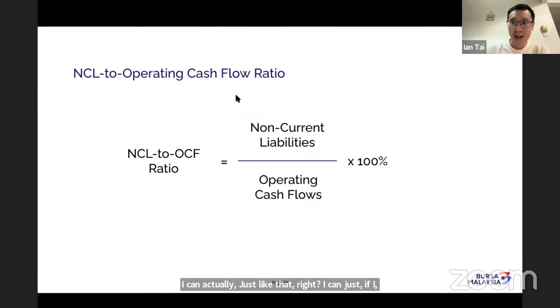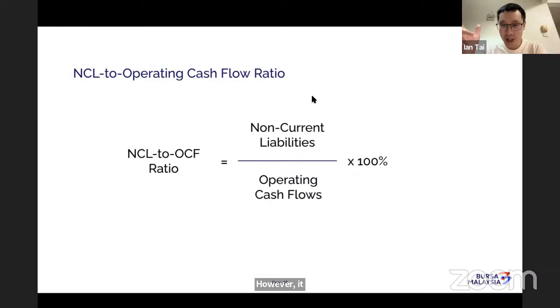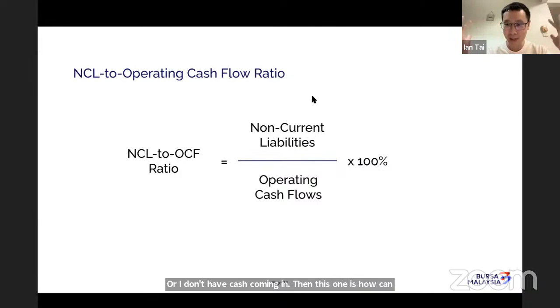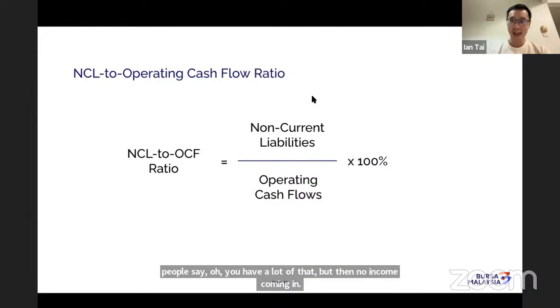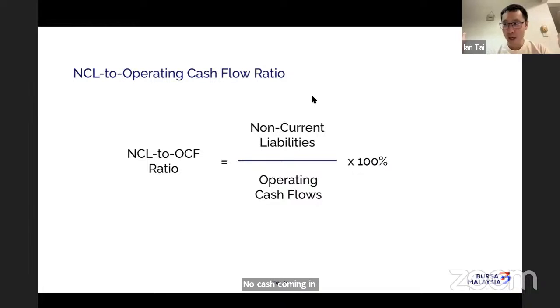Now, however, it is very different if I have $1 million in debt and I don't have income, or I don't have cash coming in. Then this one is what Hokkien people say, jialat lah. You have a lot of debt, but no income coming in, no cash coming in. Then how do we do? Jialat lah. Then habis lah, you know?